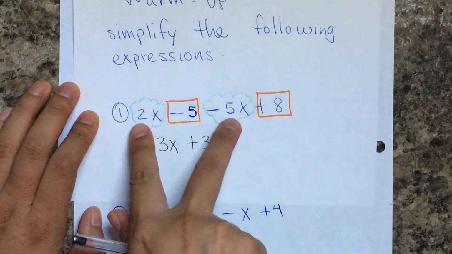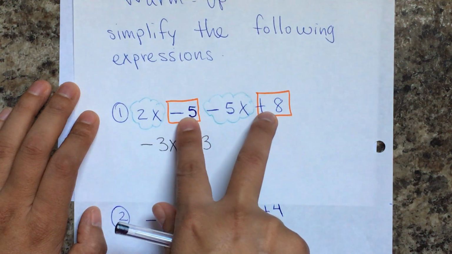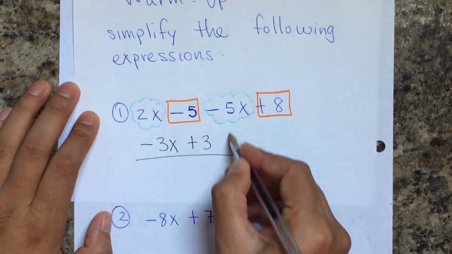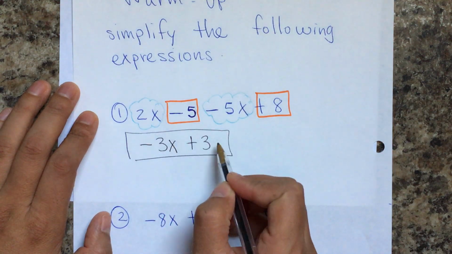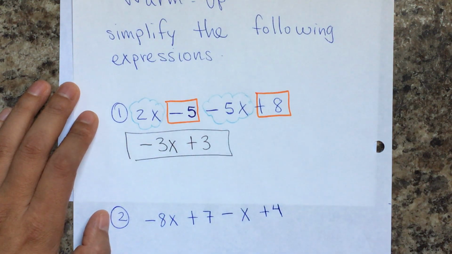Remember, different signs, we subtract and leave the sign of the greater one. Different signs, we subtract 8 minus 5 and keep the sign of the greater one. And this is the answer. We cannot put together x's with just numbers. Okay, so that's it.